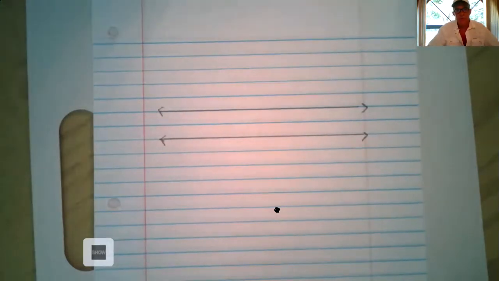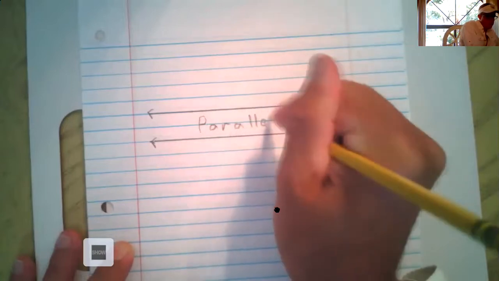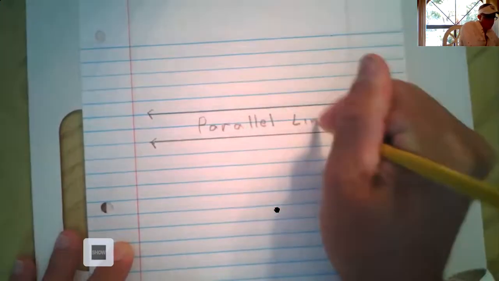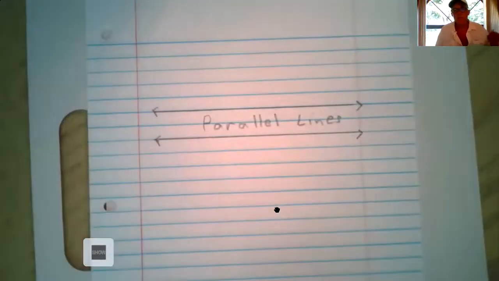The answer is no. We can see that if those arrows kept going one direction or another, they would never, ever touch. Ladies and gentlemen, this is what we call parallel lines. This is one pair of parallel lines. These are two lines that'll never, ever touch, ever.